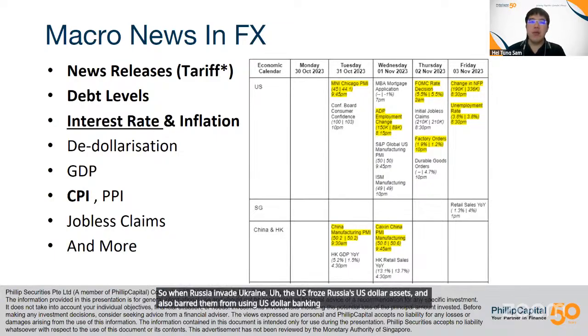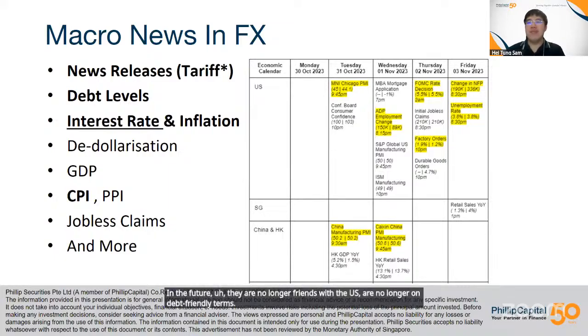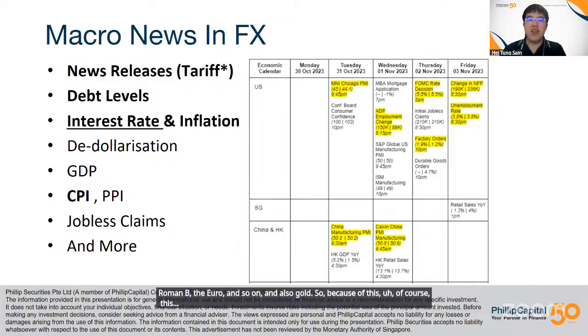Because of this, even US allies are also worried that in the event that in the future they are no longer friends with the US, or no longer on friendly terms, the US might freeze their US dollar assets. So because of this, there has been a trend of central banks lowering their proportion of US dollar reserves and buying into other currencies like renminbi, the euro, and so on, and also gold. So because of this, of course, this puts pressure on the US dollar and devalues it a bit as well.